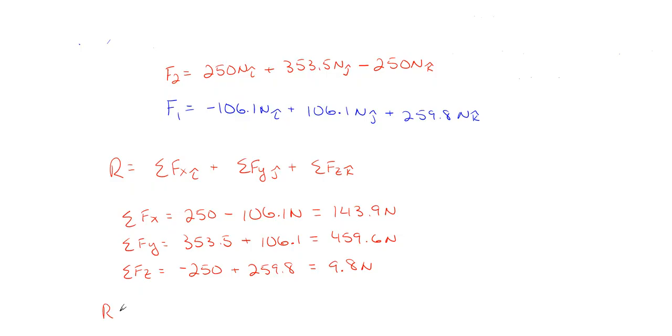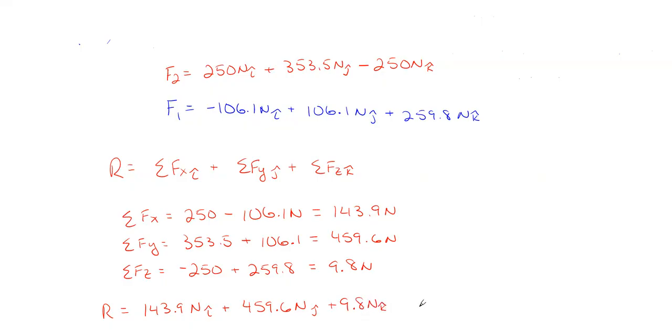So our resultant expressed in Cartesian vector form will just be these values right here in each direction with i, j, k. So we would have 143.9 newtons, and that'd be our i hat, plus 459.6 newtons, and that would be our j hat, and then plus 9.8 newtons, and that would be our k hat.